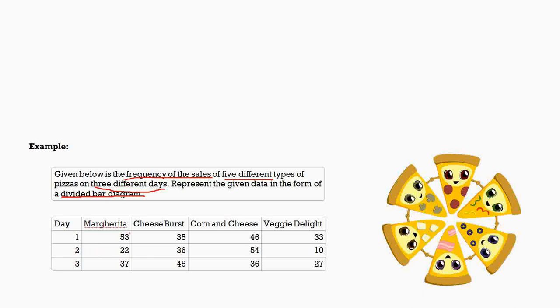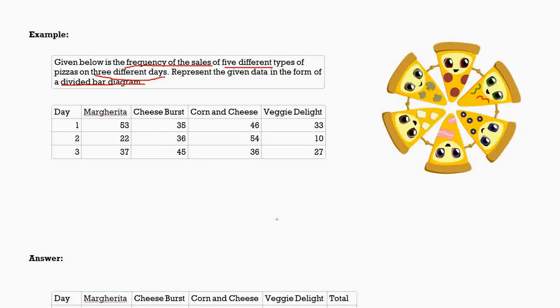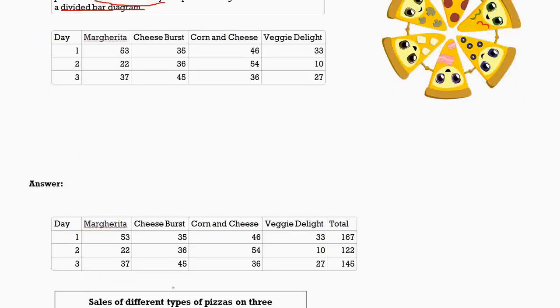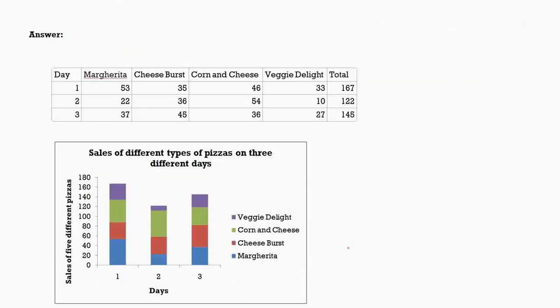So for this, what we need to do is, first we need to calculate the total. So we need to draw another table which has the total, and then we will be drawing the diagram. For this, on the x-axis we will be taking the days, and on the y-axis we will be taking the sales, which is the frequency. Always remember, the frequency should be taken on the y-axis. Only then our diagram will be vertically upright.